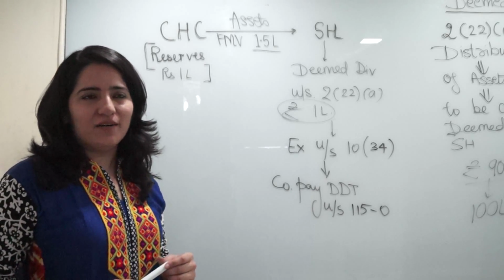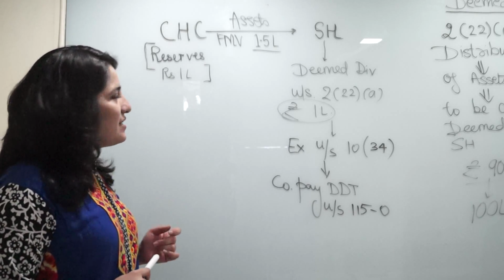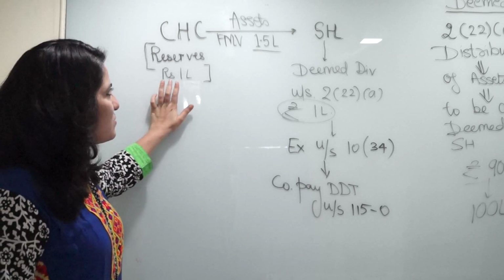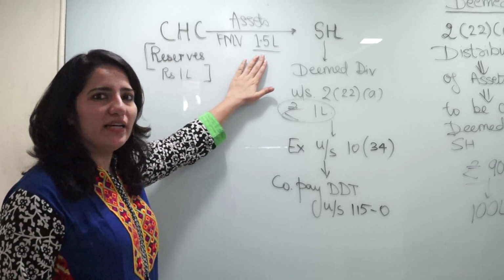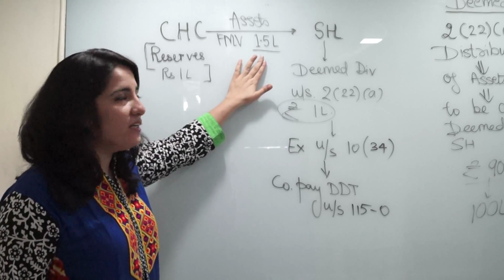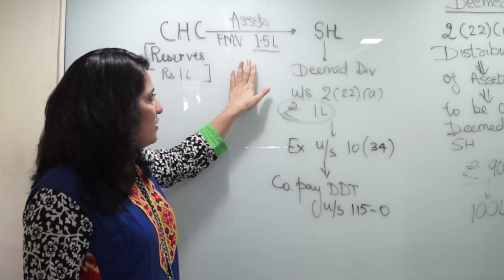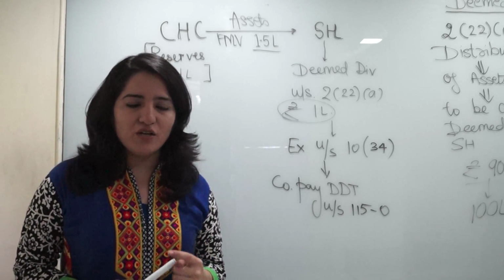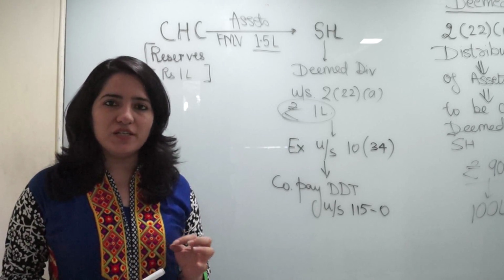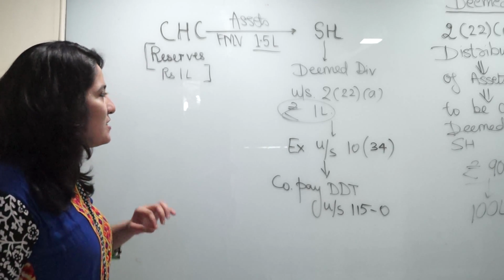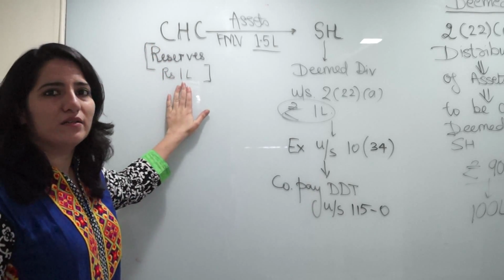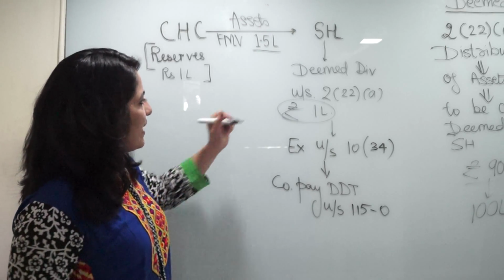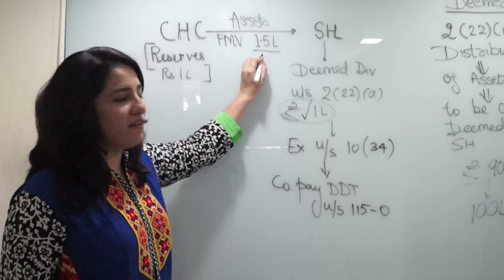So suppose a CHC, meaning a closely held company, which has reserves of 1 lakh rupees, is transferring asset worth 1.5 lakhs, that is fair market value 1.5 lakh, to a shareholder. Now, as we saw in the previous slide, the taxability in hands of the shareholder will be to the extent of the accumulated profit of the company. In our case, accumulated profit of the company is only 1 lakh. So, even if the company is transferring asset worth 1.5 lakhs, taxability is only 1 lakh and not 1.5 lakhs.